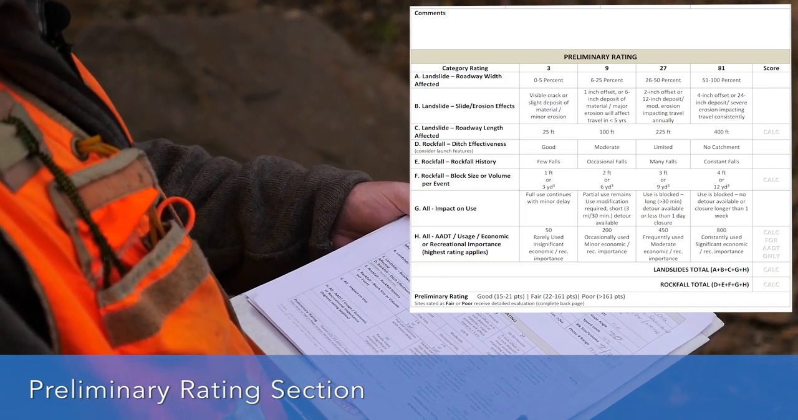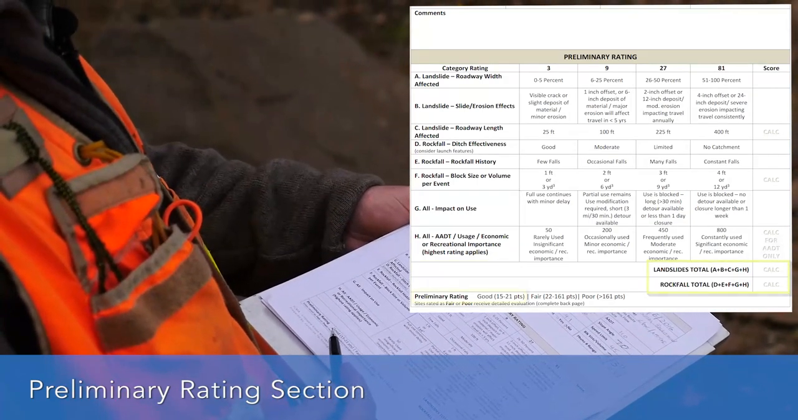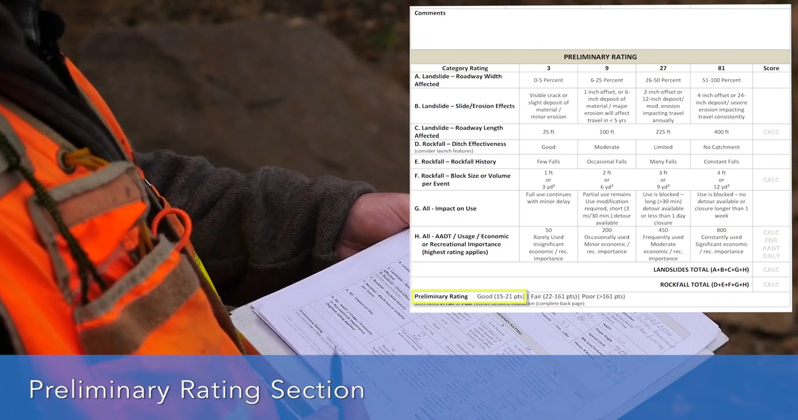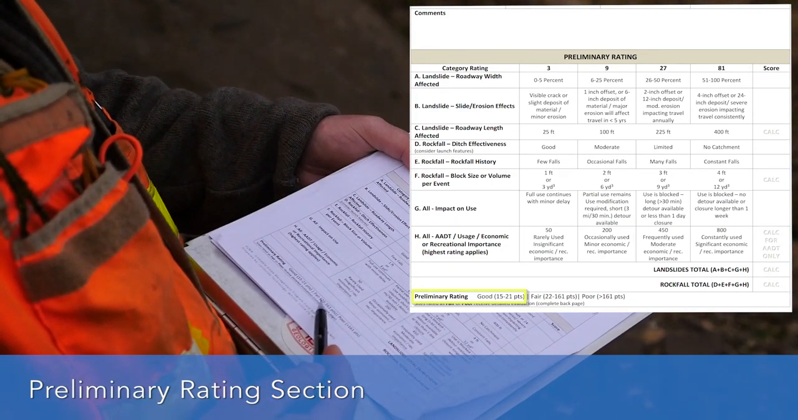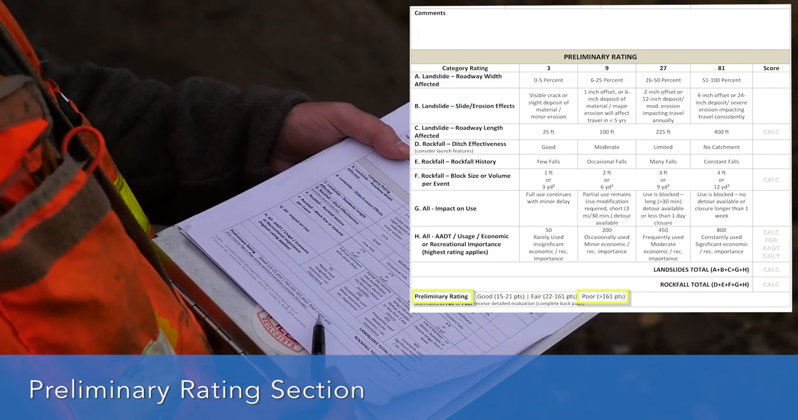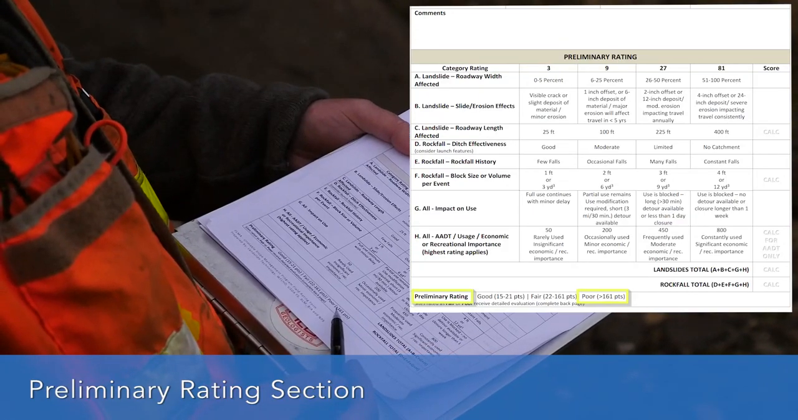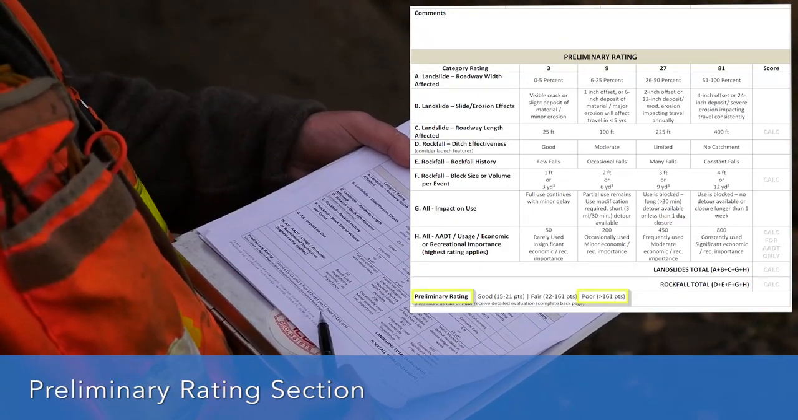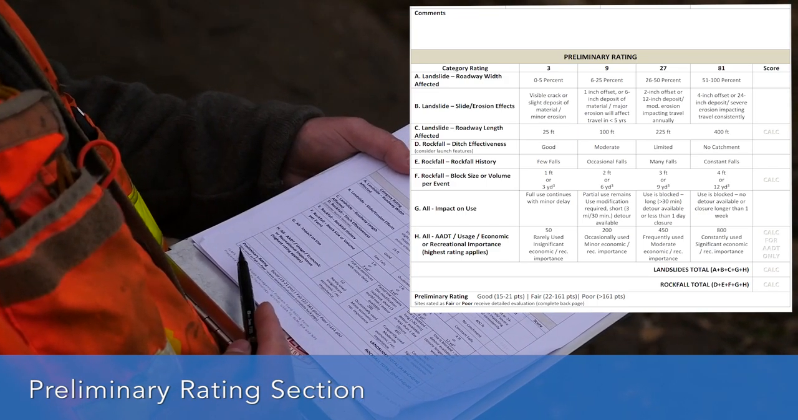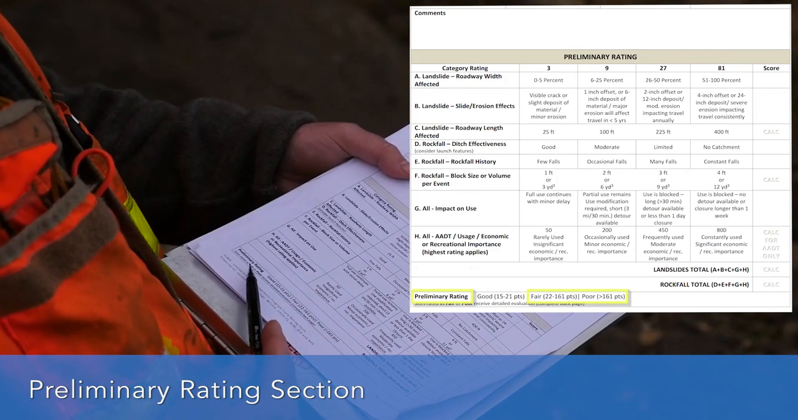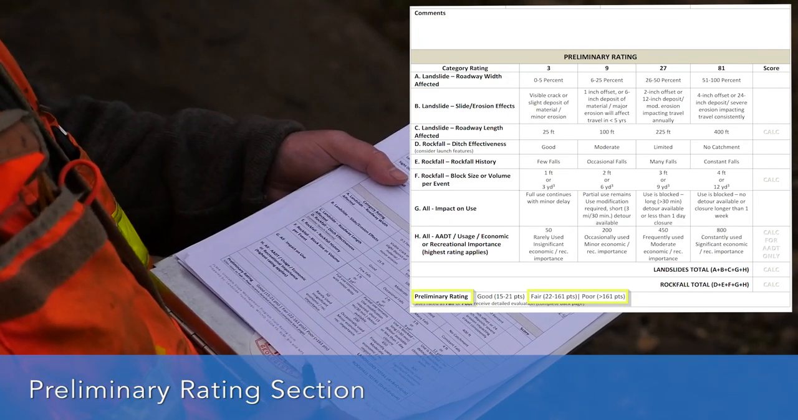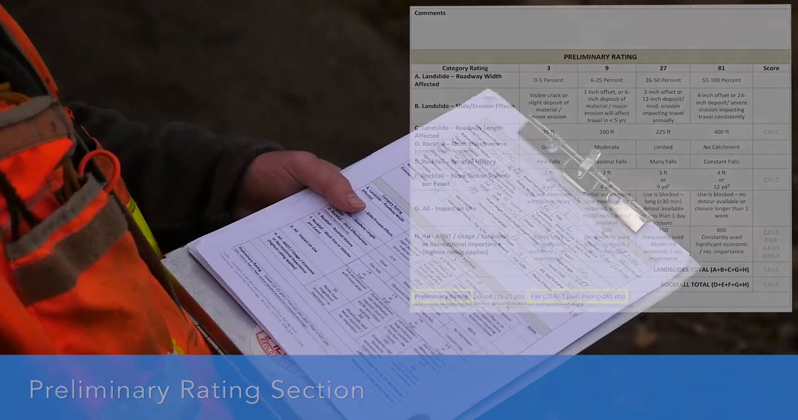After you evaluate all of these, look at the preliminary rating, and if the sum of them is between 15 and 21, it's a good slope. 22 to 161 points is fair, and poor slopes are those that have a score of over 161 points. Check with your management personnel, but at this point, sites that are rated fair or poor receive detailed evaluation either now or later, depending on what your agency decides.